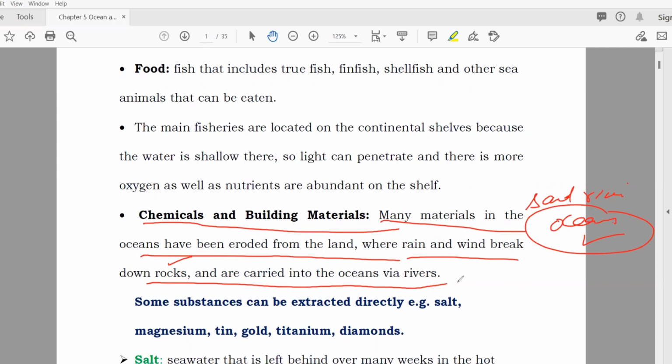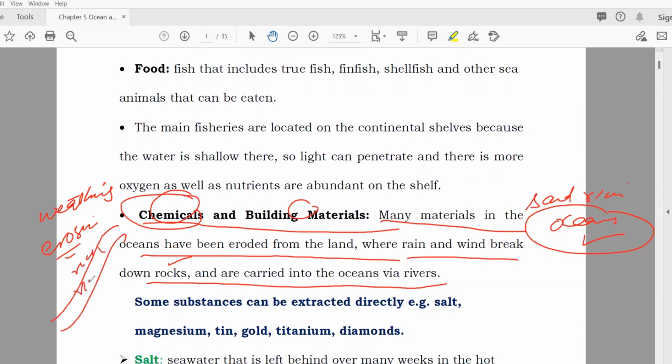So they're saying how these chemical and building materials reach the ocean. First of all, weathering happens, due to the wind or the weather conditions. After that erosion happens, and when erosion happens, all these chemicals and building materials from the rocks go to the rivers, and from the rivers they go to the ocean. So in other words, we can say that in the ocean you can find chemicals and building materials.